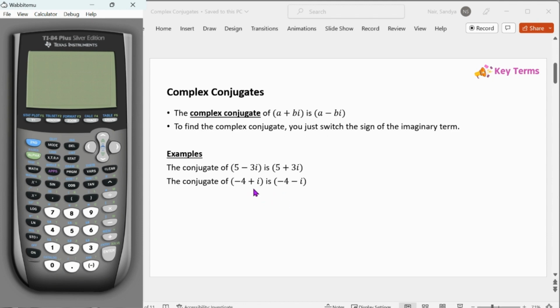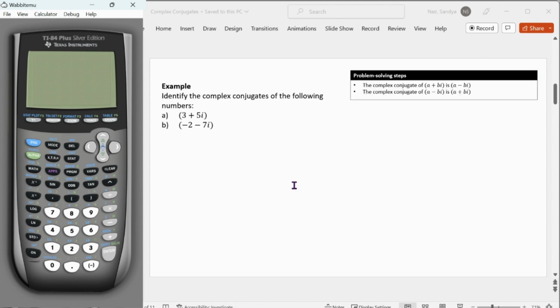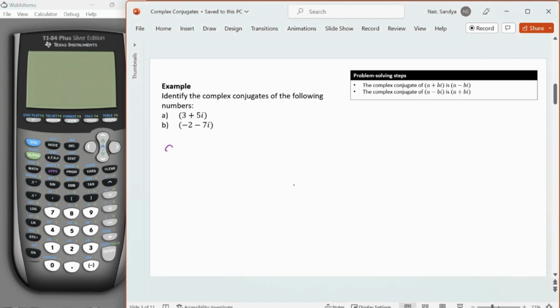Notice that the real part, the negative 4, stays the same, but we switch the sign in front of the imaginary term. So let's identify the complex conjugate of these numbers. In A, we have 3 plus 5i. When we find the conjugate, we're going to keep the real part the same, and we're going to switch the sign that's in front of the imaginary term. So 3 minus 5i will be the complex conjugate.